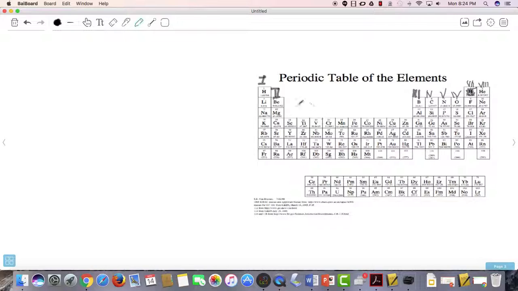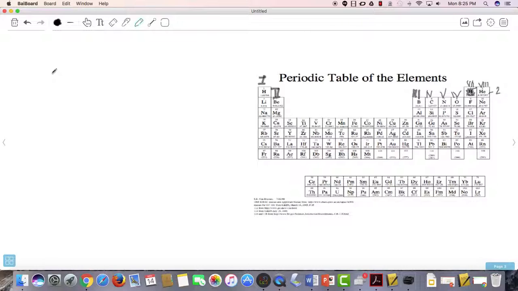So remember that the main group numbers will tell us how many valence electrons. Hydrogen is in group 1. So for group 1, all these elements have 1 valence electron. All these elements have 2 valence electrons, 3, 4, 5, 6, 7, and 8, with the exception of helium. Helium only has 2 valence electrons.